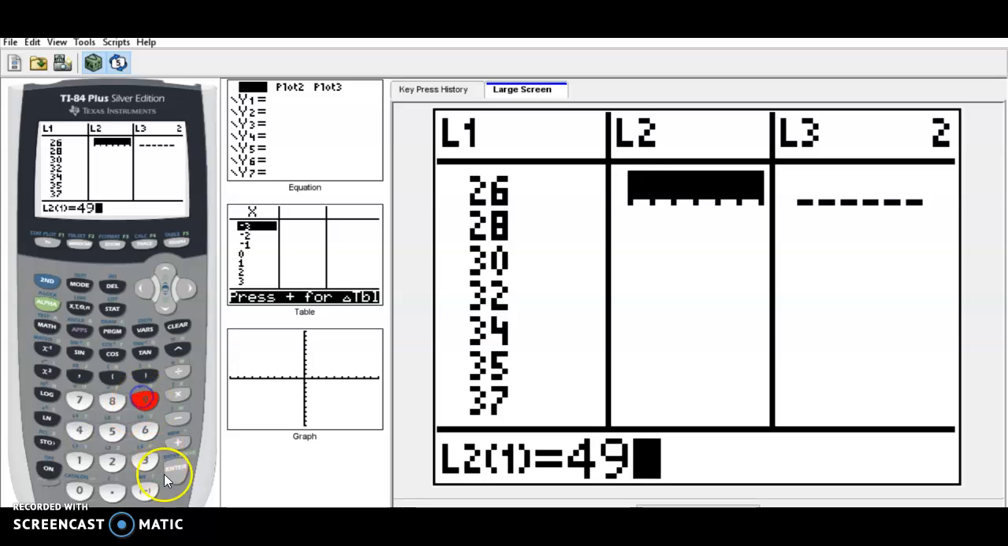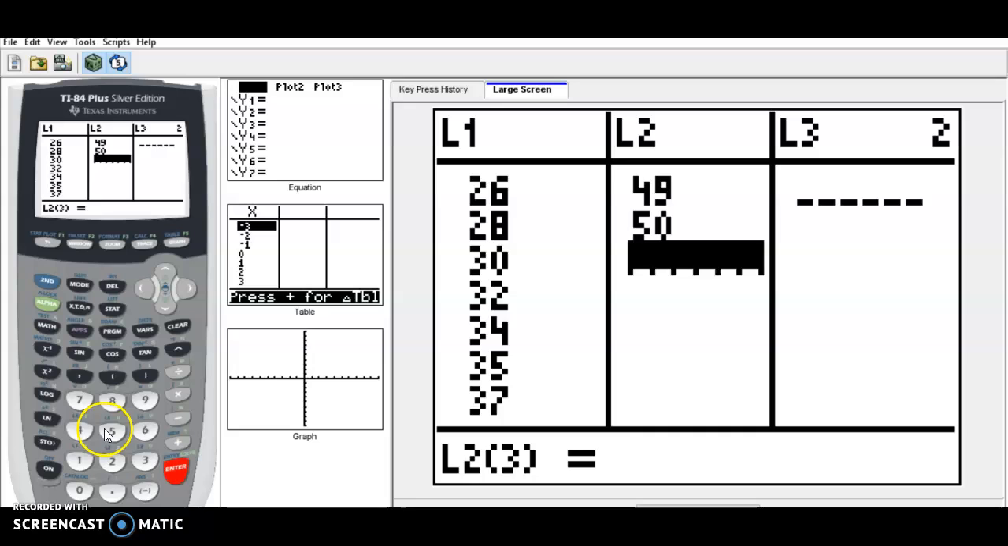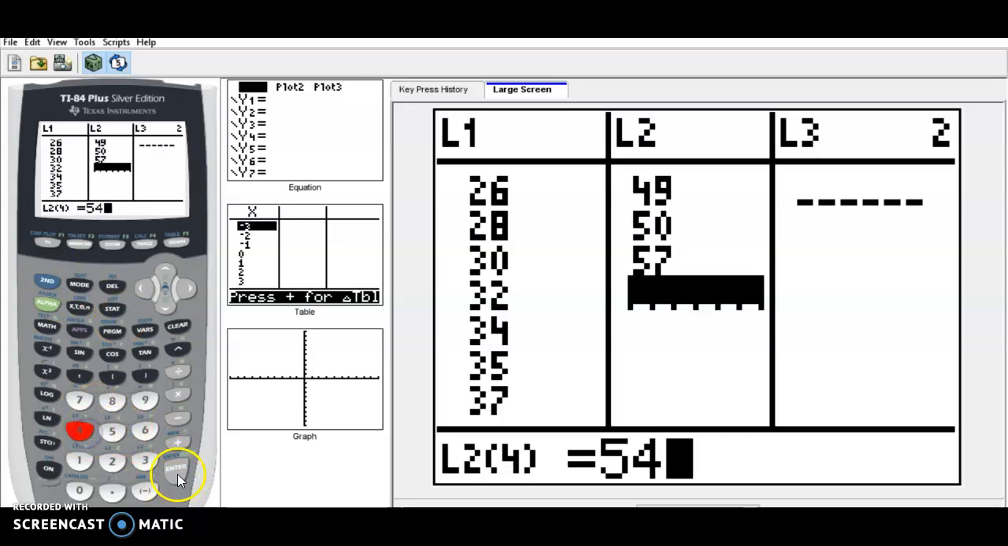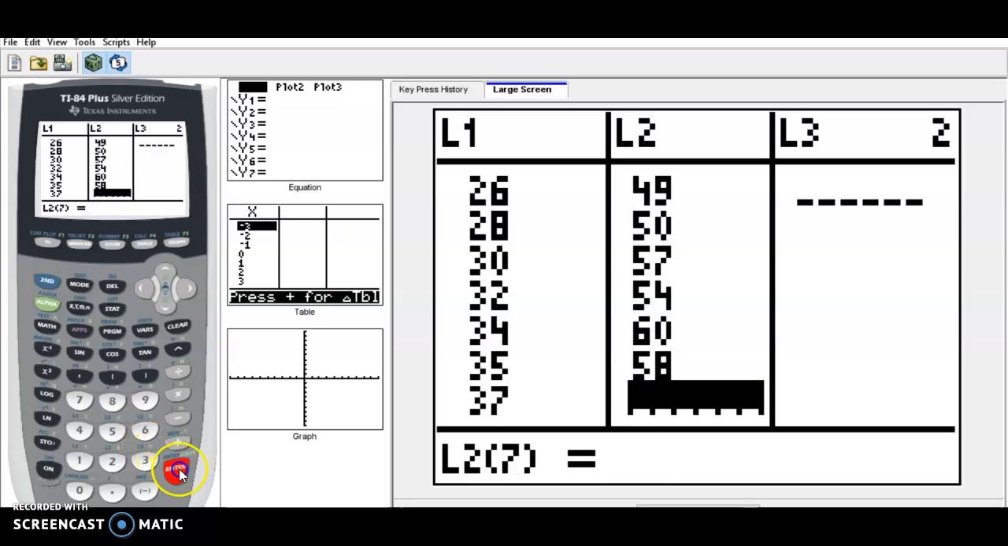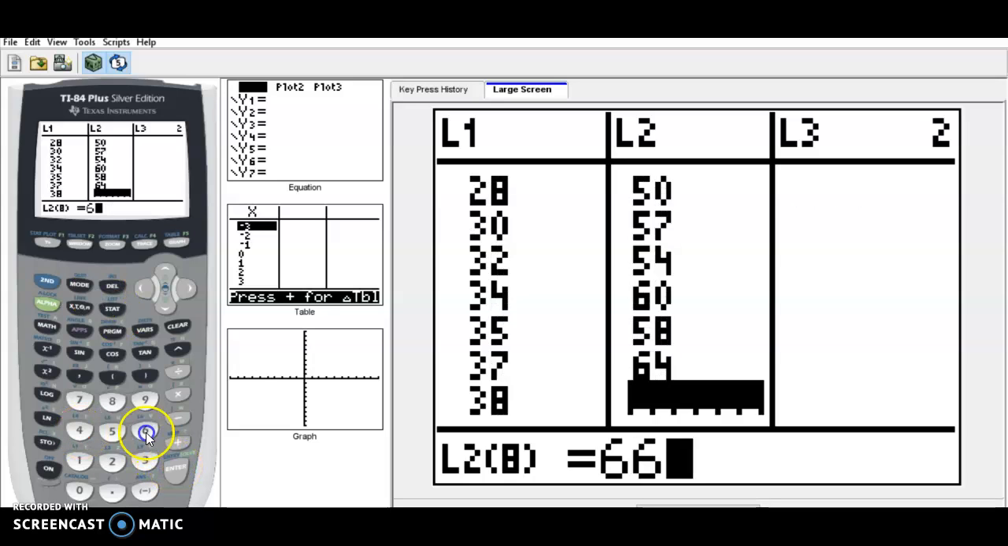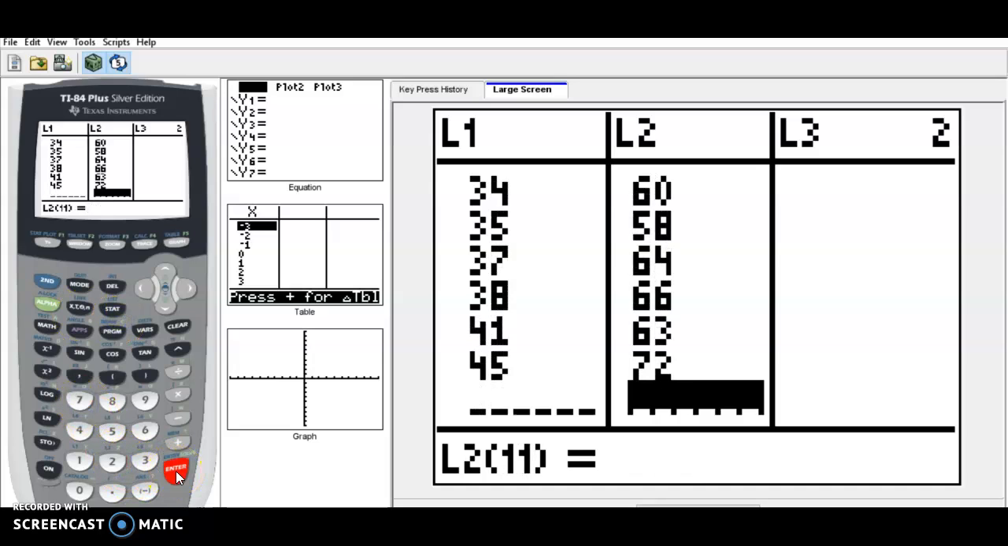Entering the high temperatures, 49, 50, 57. I'm going to stop talking. Go ahead and keep entering the numbers from that high temperature list. Should be an exact match.